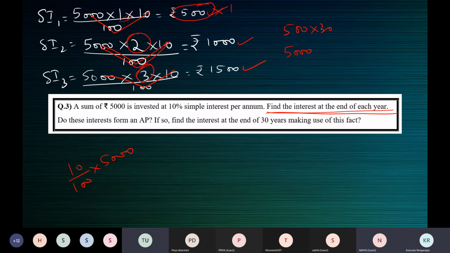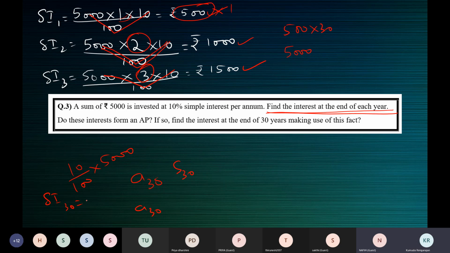So you should find A30, not S30. You must find A30. A30 meaning SI, the 30th term. PTR by 100. Principal 5,000 into year 30, time 30 into 10 by 100, will give you the interest.